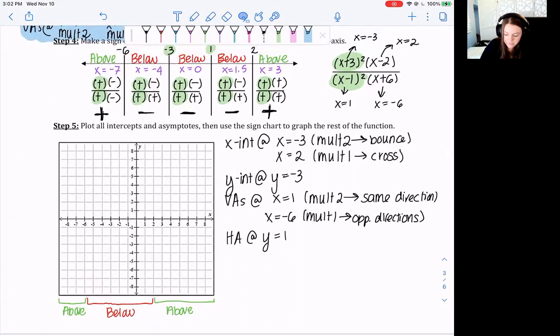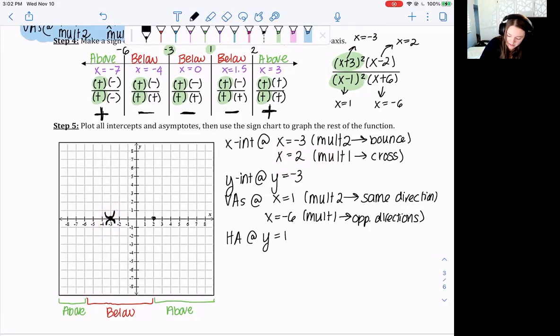Okay, time to plot stuff. So I have an x-intercept at -3, and this one I need to bounce at, right? I need to remember that I should be bouncing on this one. I could make some notes to remind myself, like a little bouncy, because I don't know if I'm coming from above or below. I'm not going to make a note that I'm crossing, but I will make a note that I bounce, because crossing is the standard.